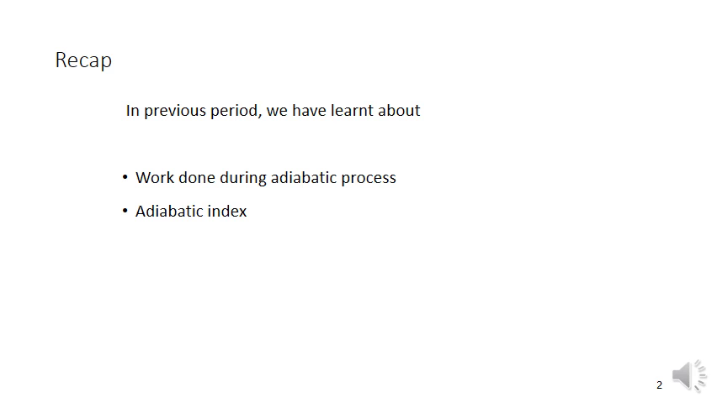Gamma is the adiabatic index. So gamma is equal to Cp by Cv, the ratio of specific heat at constant pressure to specific heat at constant volume, and R is equal to Cp minus Cv. And the work done during adiabatic compression is (P2 V2 minus P1 V1) by (gamma minus 1). And what does an adiabatic process mean? In the adiabatic process the heat transfer is 0.